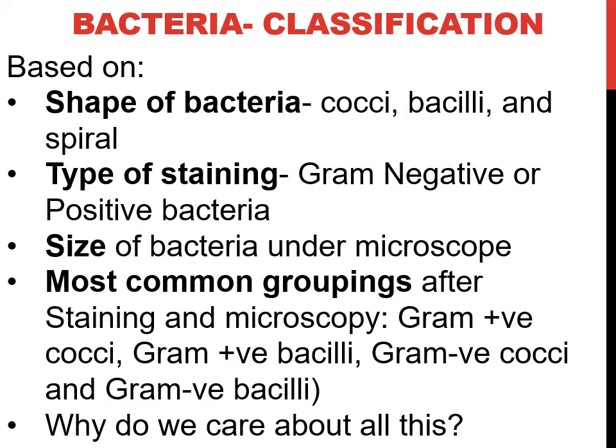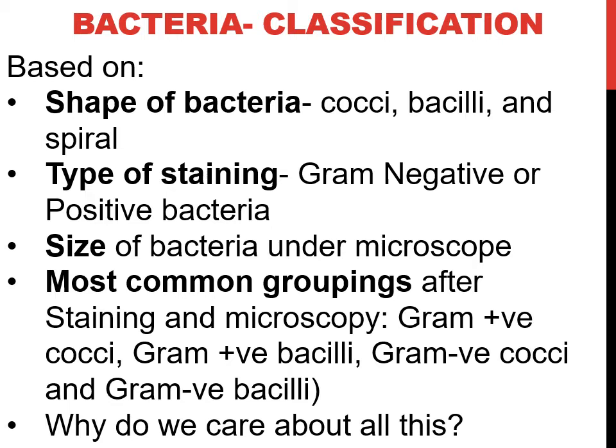Okay, so when we're classifying bacteria, there's different ways of classifying them. Some of them are based on the shape of that bacteria. So cocci are typically just bacteria that collect in little balls, so we call them cocci. Bacilli are more rod-shaped, they're more oval in shape. Spiral, as the name implies, they have a spiral appearance to them. So that's one way of classifying bacteria.